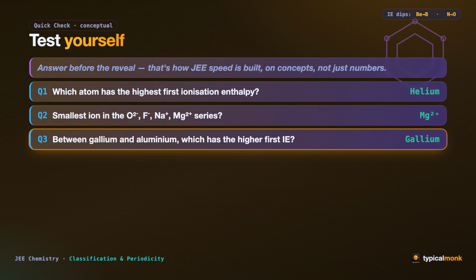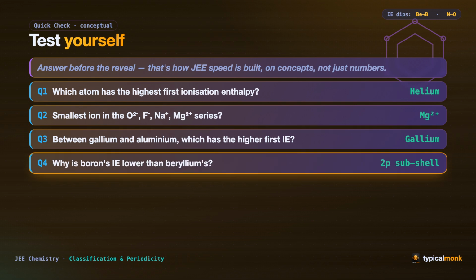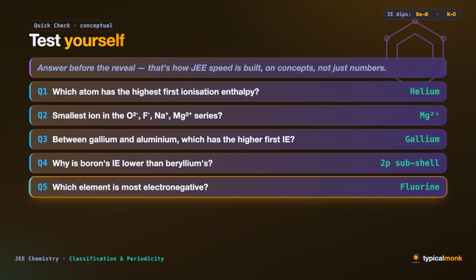Question 3. Between gallium and aluminium, which has the higher first ionization enthalpy? Gallium, thanks to poor shielding by its filled d electrons. Question 4. Why exactly is boron's ionization enthalpy lower than beryllium's? Because boron's outer electron sits in a higher energy 2p subshell. And question 5. Which single element is the most electronegative on the whole periodic table? Fluorine. No exceptions, no arguments. If every answer came before the reveal, you have truly understood today's class.